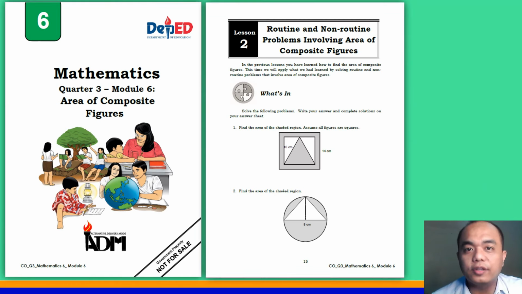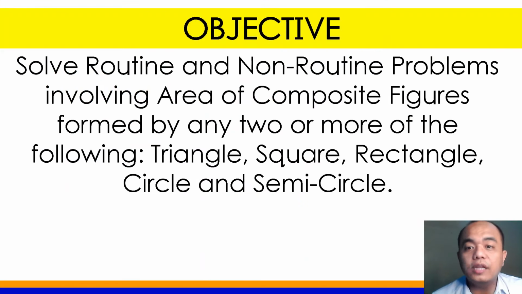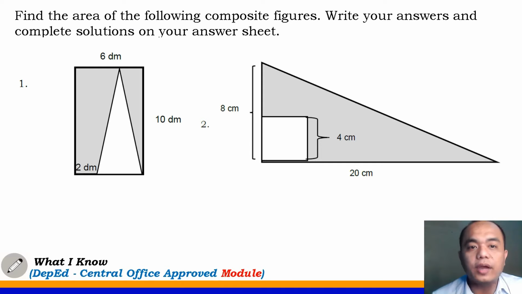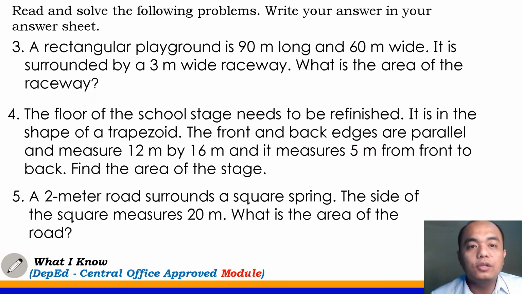And our objective for this week: solve routine and non-routine problems involving area of composite figures formed by any two or more of the following: triangle, square, rectangle, circle, and semicircle. So let's have first the what I know part of your module. The direction: find the area of the following composite figures, where I will show to you the complete solution for this activity. And we have also to answer the word problems here. We have 3 items for problem solving.